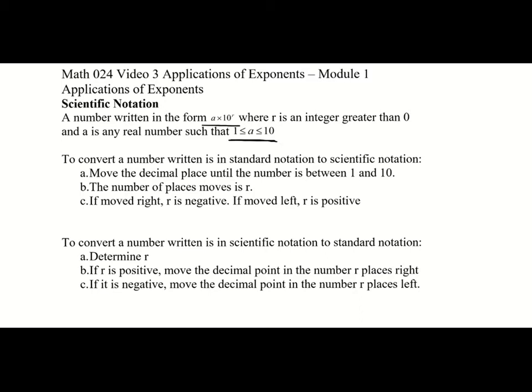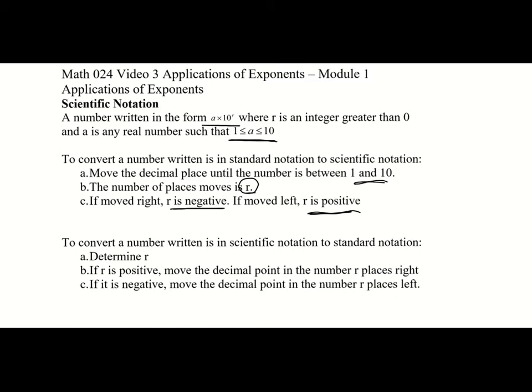So to convert a number to scientific notation, the first thing you have to do is we need to have that a value between 1 and 10. So you're going to move the decimal point in your number until it is a number between 1 and 10. And that's important. It has to be between 1 and 10. Then you're going to count the number of places you moved that decimal point, because that's going to be your exponent for 10. If you moved to the right, your r value is negative. And if you move to the left, your r value is going to be positive. And we'll take a look at how to look at that and see what it means.